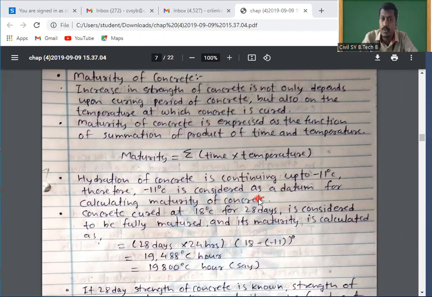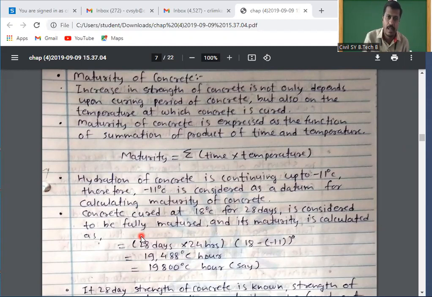It requires some time to gain the strength. It may be 10 days, 7 days, 3 days, 28 days, 60 days, 90 days, 120 days, whatever the time it is going to take. But concrete requires some time to gain the full strength. Correct? And during this phase, during this journey, the temperature conditions will remain constant?